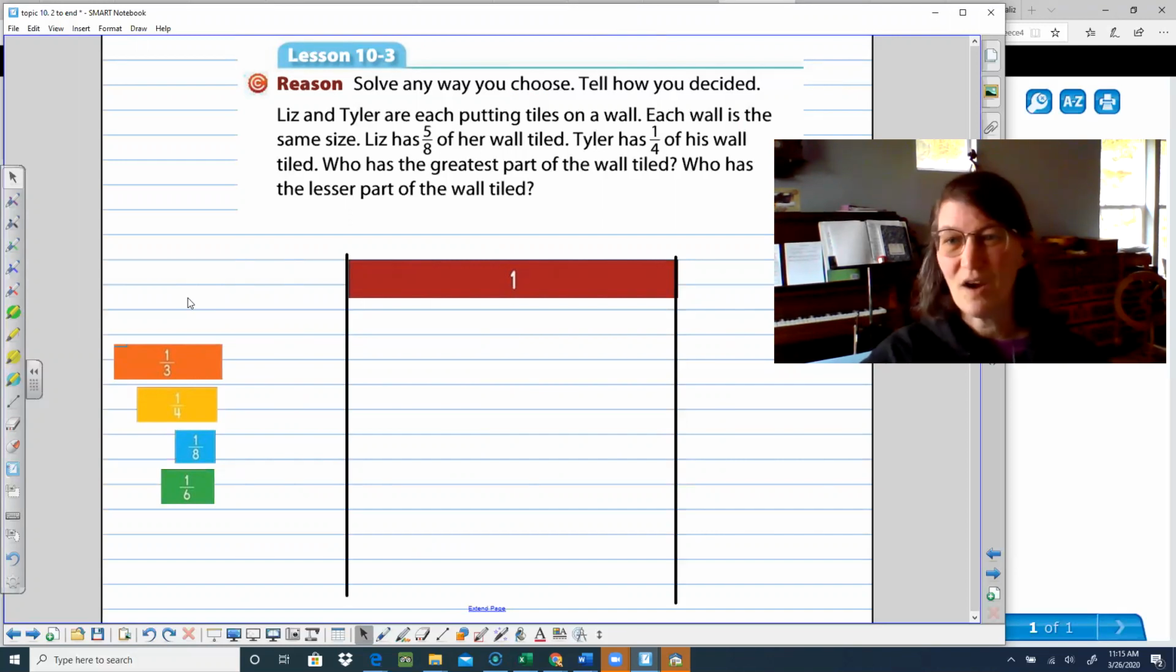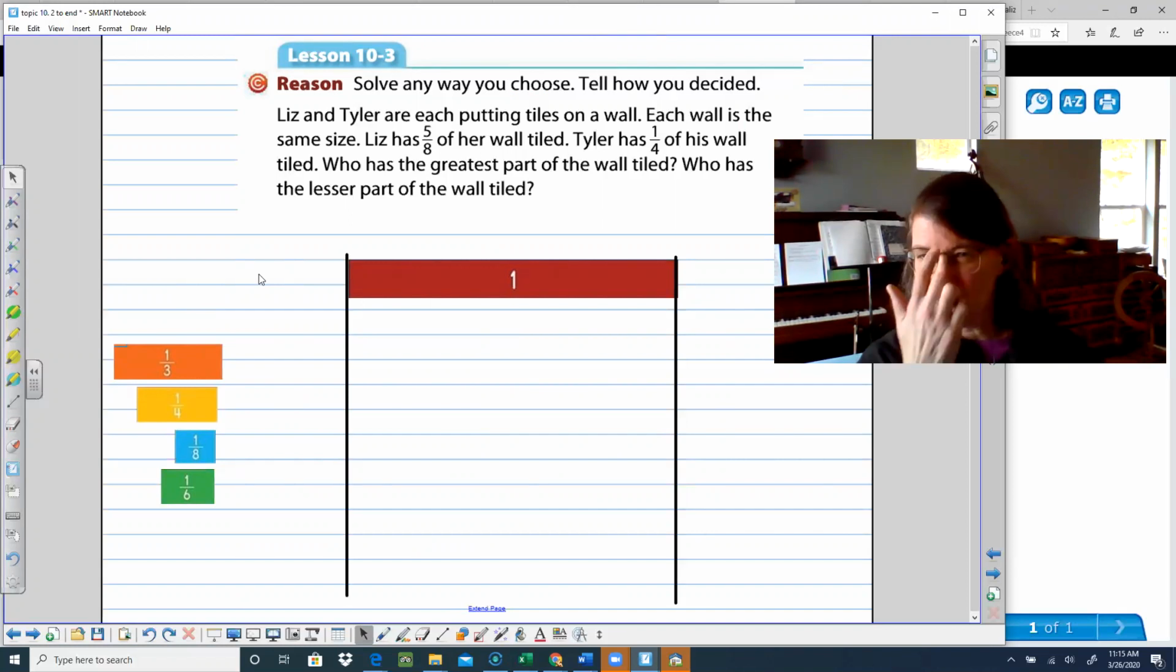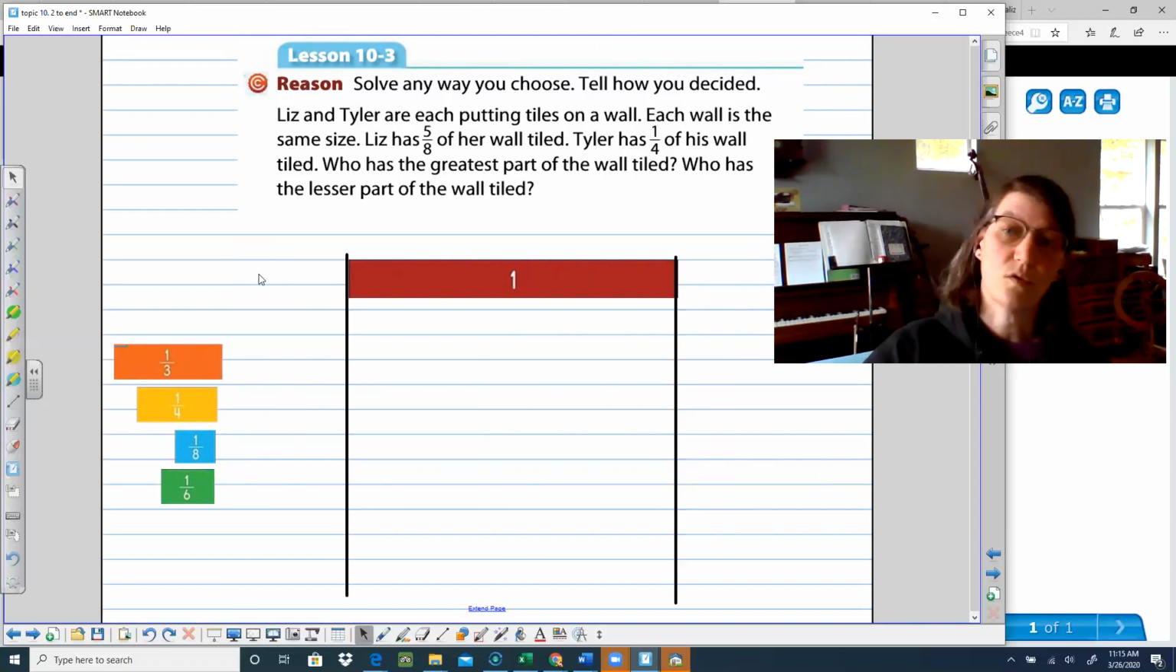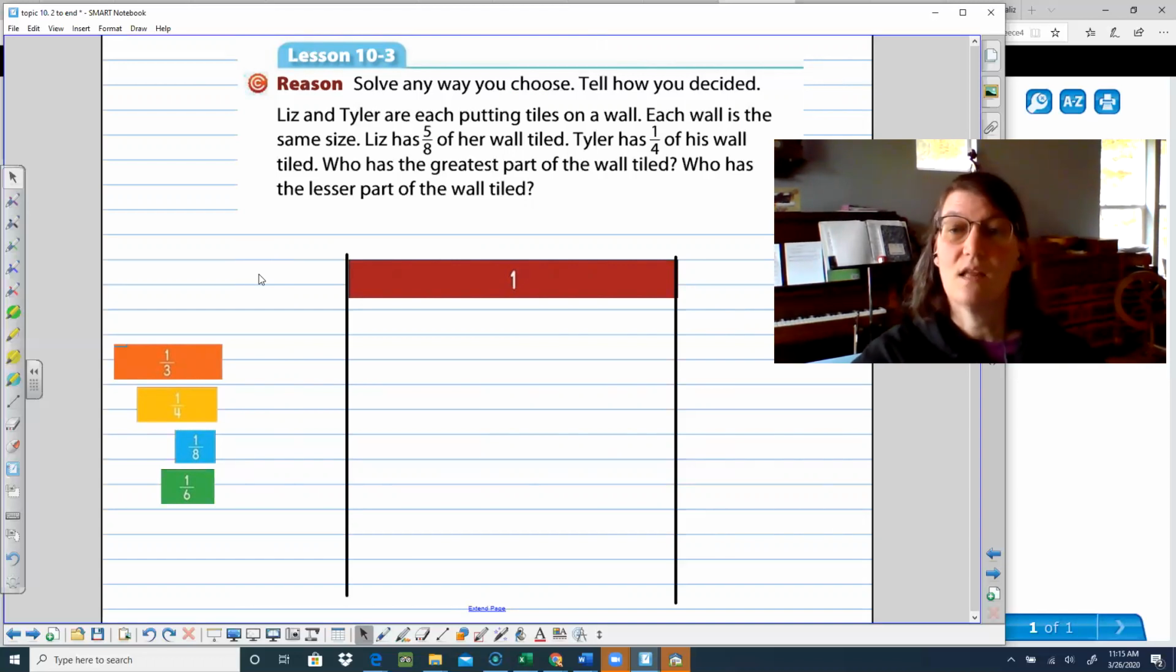So I brought more fraction strips over than I really need. I really only need the eighths and the fourths. Before we get started, I want you to make a wild guess about who you think has the greater amount and who you think has the smaller amount. And if you end up getting it right, give yourself an awesome pat on the back. And if you get it wrong, replay the video so that you understand a little bit more about which one was larger and why, which one was smaller and why.